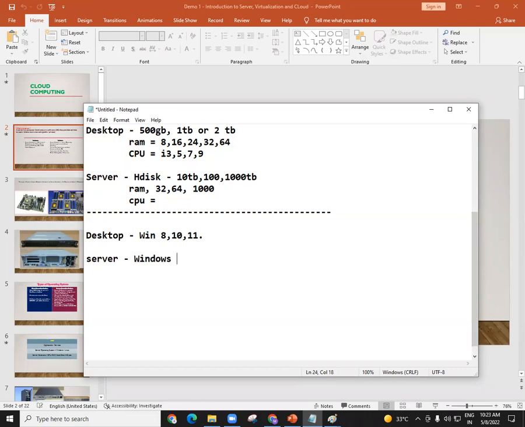One is called Windows Server OS. As of now, 2022 is the latest. 2019 is there. 2016 is there, 2012, and there are some more before 2012.